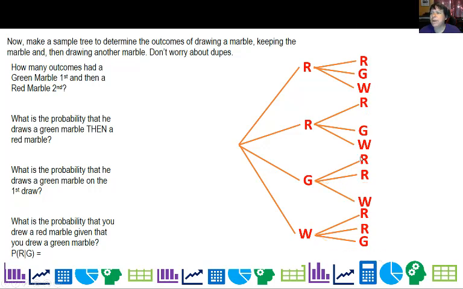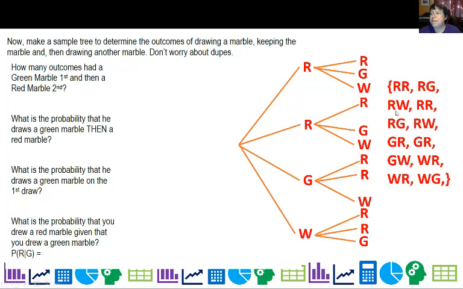So how many outcomes do I have now? Well, I only have these. And you'll see I only have 12 outcomes. Red, red, red, green, red, white, then red, red, red, green, red, white, green, red, green, red, green, white, white, red, white, red, white, green. Okay? So there are only 2 outcomes that are green first and then red.